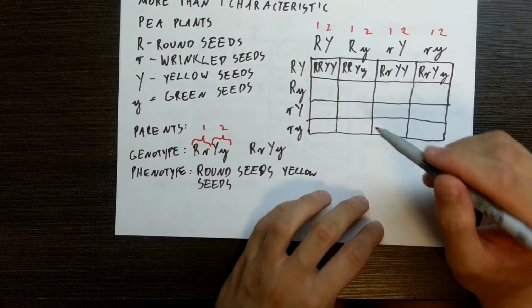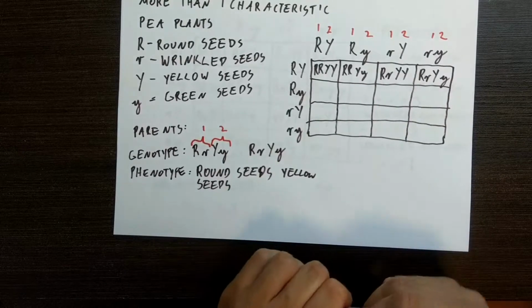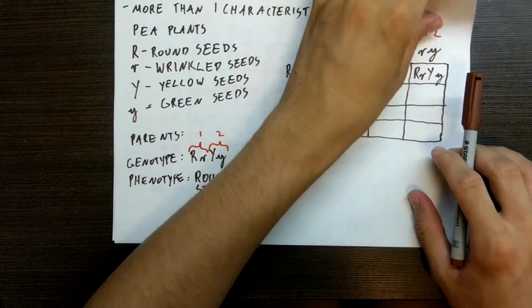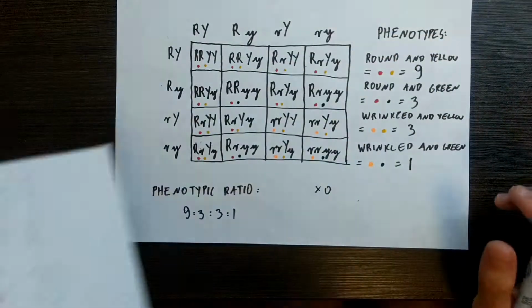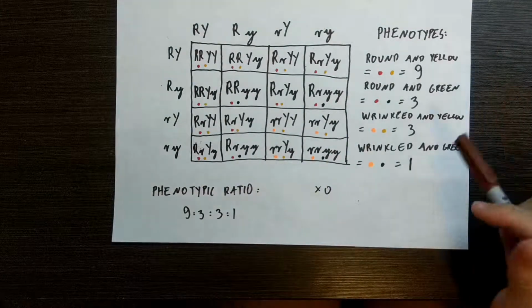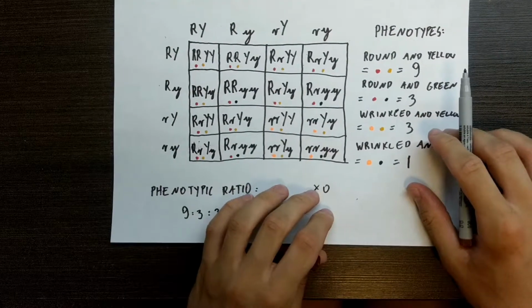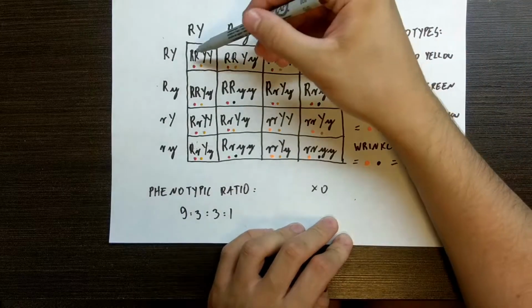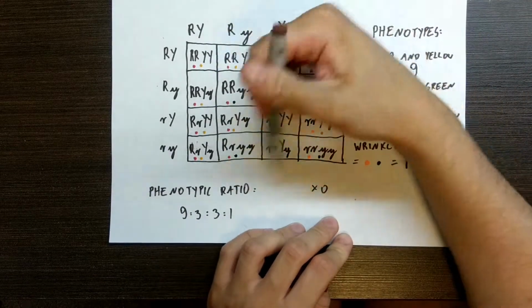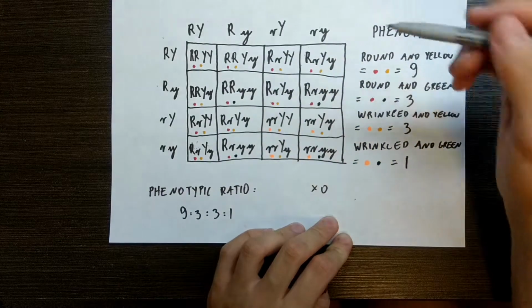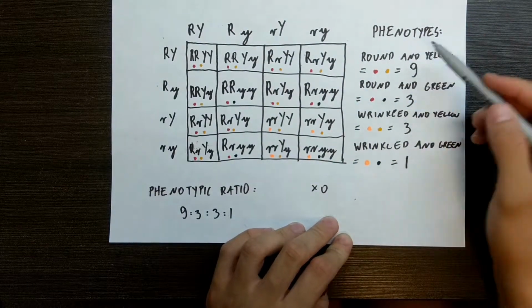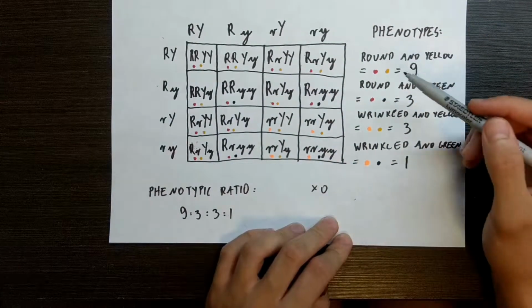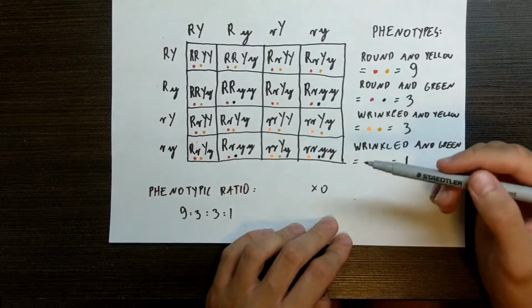But because it would take us quite a while to do all of that, I already have prepared it for you. So here's a finished table. And as you can see, there are all these possible genotypes there. And now we need to count them up. We need to count up all the phenotypes to figure out the phenotypic ratio.